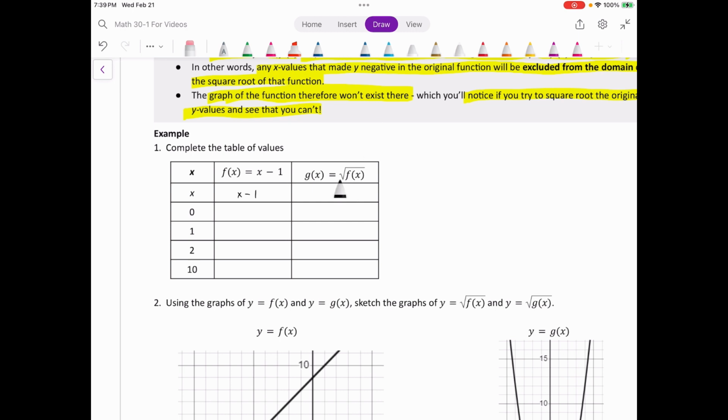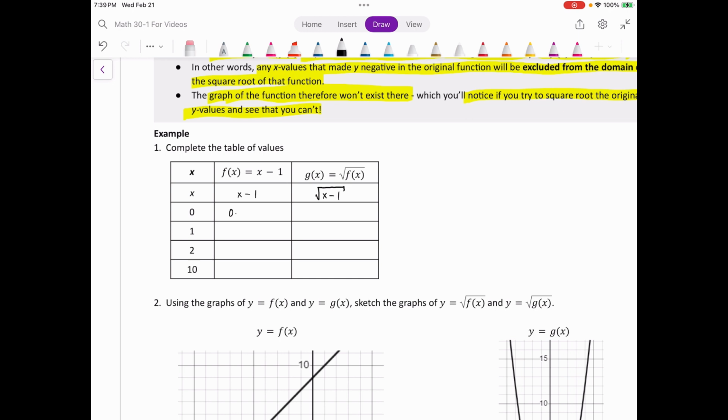But what would be the square root of f of x then? If f of x is x minus 1, what's g of x? Well, it's the square root of f of x. So it really is this simple. It's the square root of x minus 1. That's it. Okay, so when x is 0, what do we have?